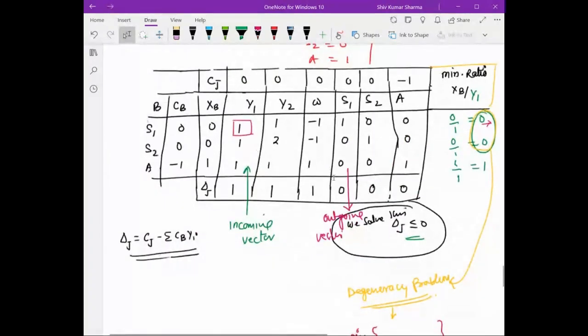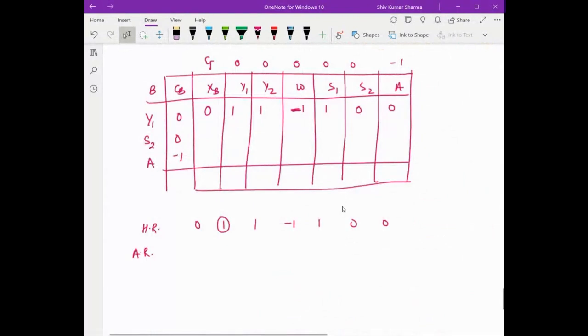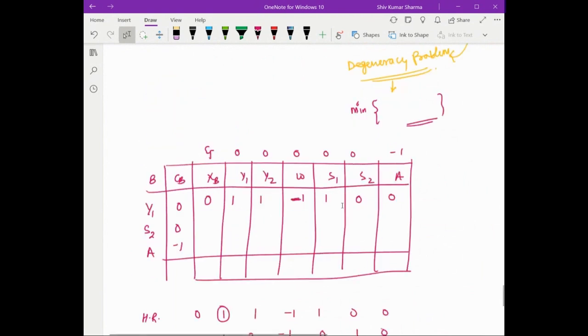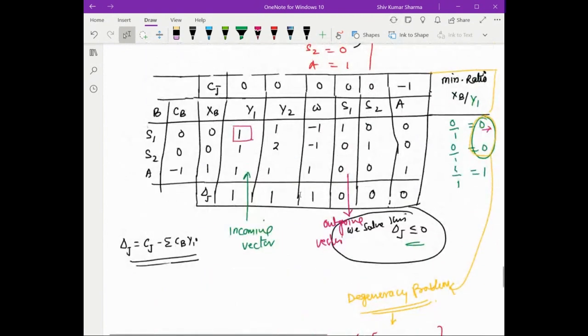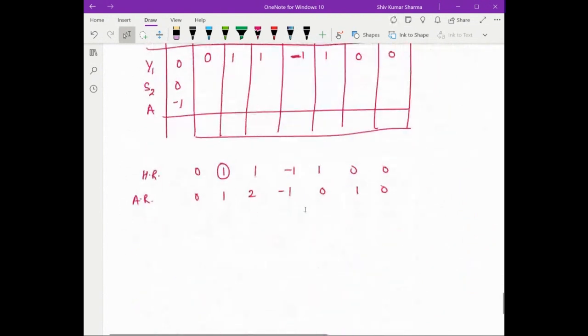We note down both rows: 0, 1, 2, minus 1, 0, 1, 0. Next is 1, 1, 1, 1, 1, 0, 0, 1. So these are the apply rows.